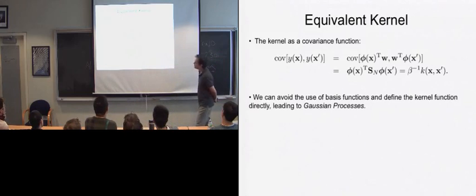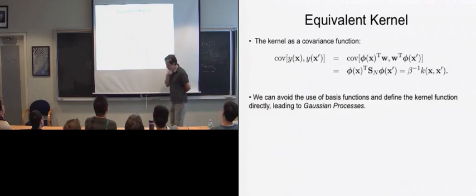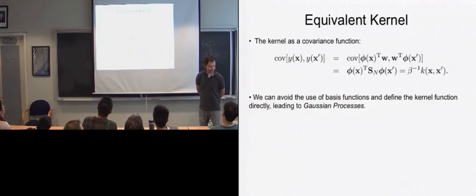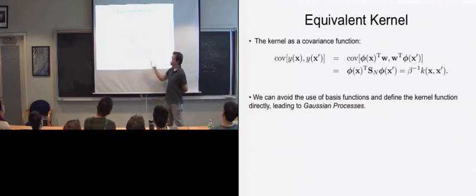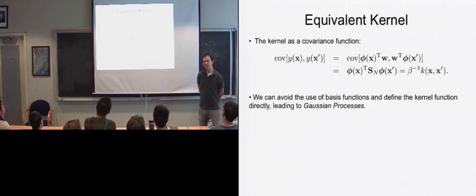Now we can avoid the use of basis functions. Everything now is being done in terms of these basis functions. We can essentially define the kernel function directly, and this is something that leads to a Gaussian process. Again, it's a generalization of these Bayesian linear models, and it allows for a much more flexible class of models. This is something we're going to look at in the second half of the class, once we get there.